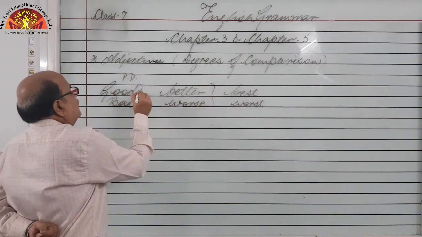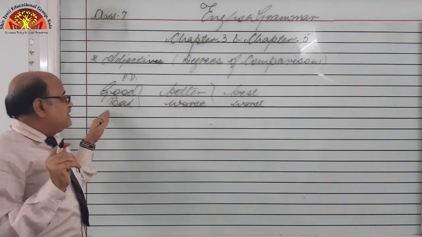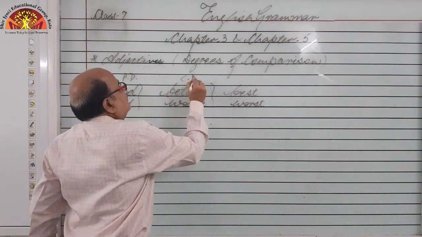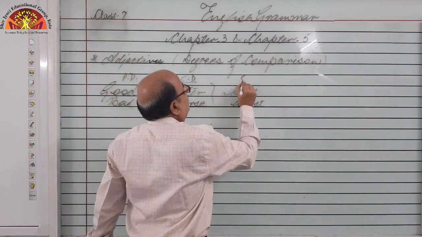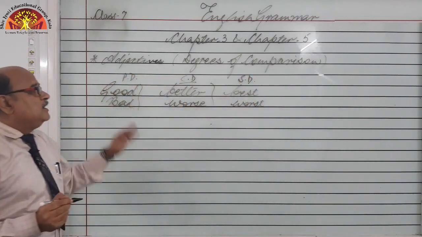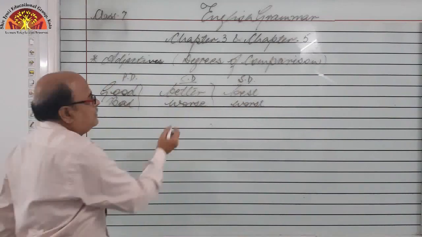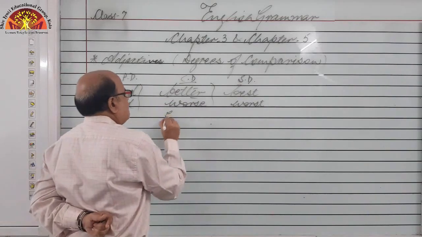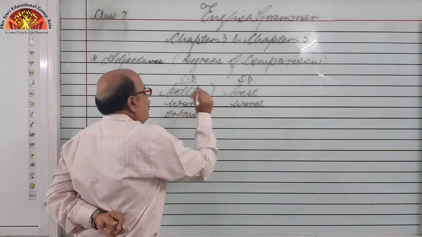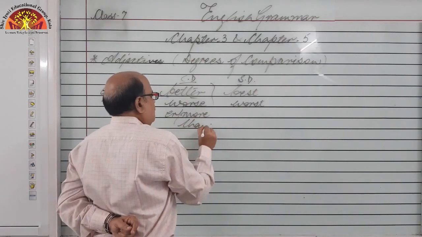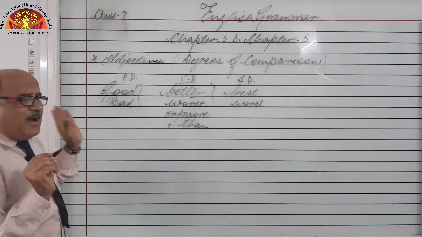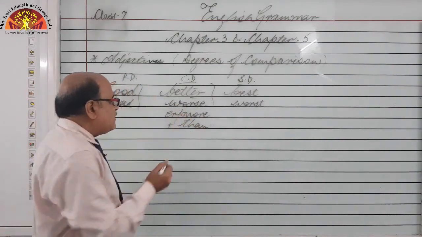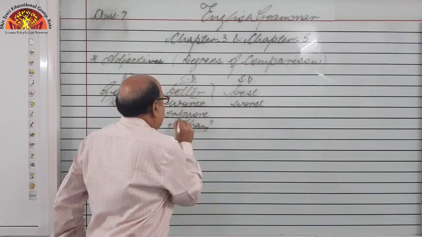You can see in positive degree no additional letters are there at the end of the words, but in comparative degrees, this is positive degree, this is comparative degree and this is superlative degree. In comparative degree, you can see at the end of the word we can see ER, or more plus than. Very simple. Mind it, whenever you find any word ending with ER or having more before that, and the word than is there, this is the main indicative word.